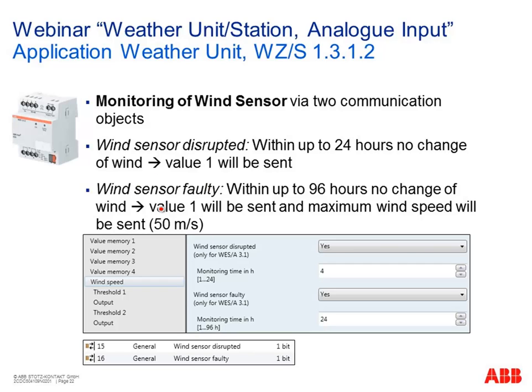The next level is the same principle, but now we can evaluate the wind sensor up to 96 hours. Again, we have a look, is there any change in wind speed? If not, again, on the other communication object, value 1 will be sent. And additionally, the maximum wind speed will be set to 50 meters per second, which is the maximum. And if you have any blind system behind with limits for wind, of course the blind will go up automatically. It will run in the safe position, so at least nothing will happen if really the sensor is not working. So it gives you a good chance to monitor the wind sensor together with these 2 communication objects.